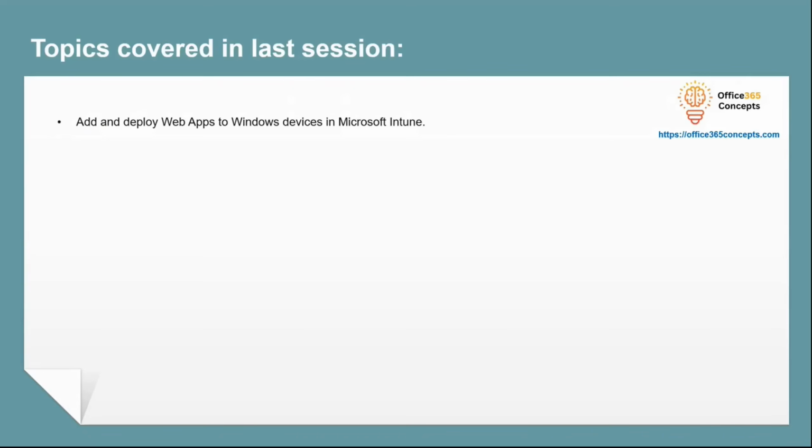In the last video, we talked about web link in Microsoft Intune. I demonstrated to you practically how to create a web link as an icon in the start menu of a Windows machine so that the users can access the website by just clicking on that icon.